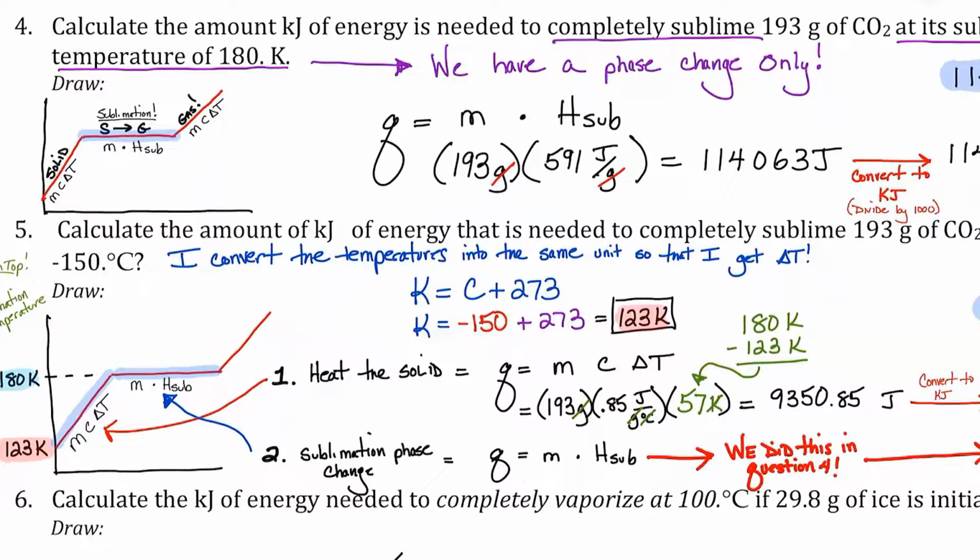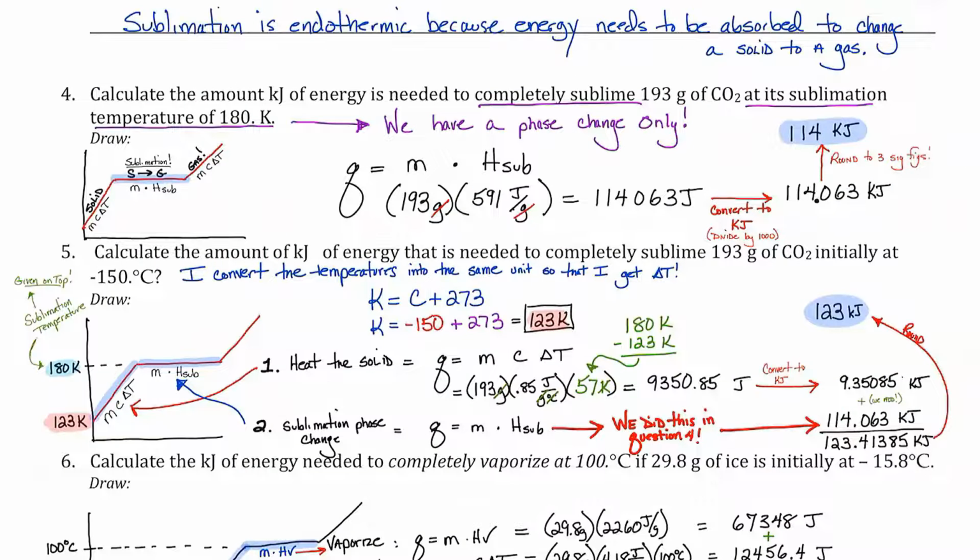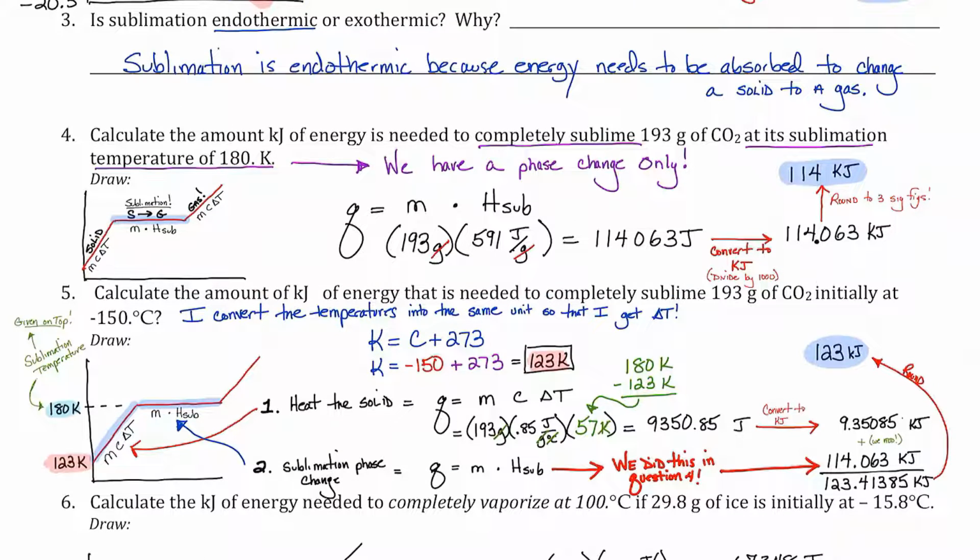In your worksheet that we did yesterday, we had a multiple step problem, and so is this one. So let's read it first. Number 6, calculate the kilojoules of energy needed to completely vaporize at 100 degrees Celsius 29.3 grams of ice if it's initially at a negative 0.8 degrees Celsius. Not written very well, so I kind of ad-libbed it. So we're going to take ice that's initially at negative 15.8, well below its freezing point, and then we're going to completely vaporize it at 100.